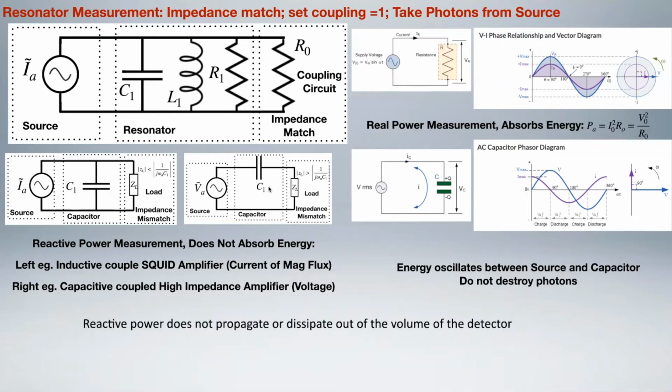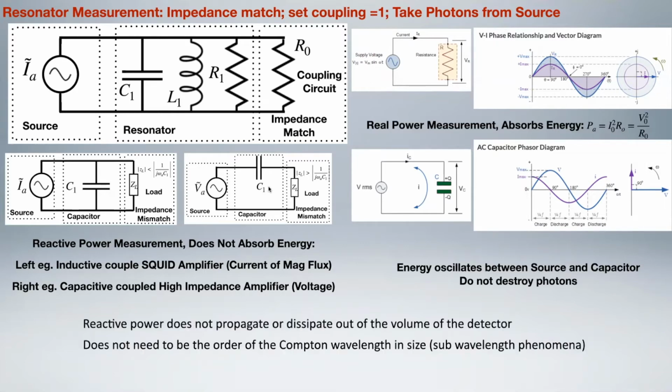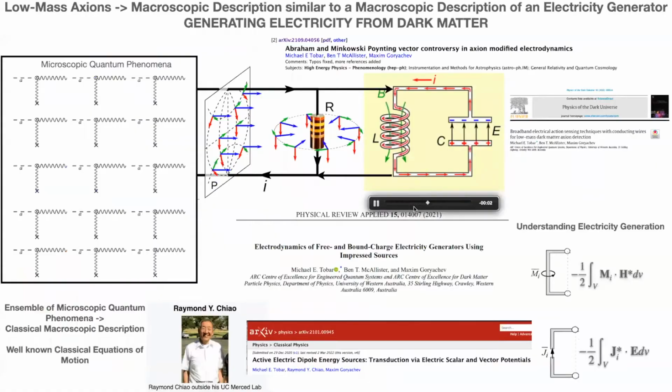Reactive power does not propagate or dissipate out of the volume. It does not need to be on the order of a Compton wavelength in size. It's a sub-wavelength phenomenon. So in this regime, we can look at it like generating electricity from dark matter. What you have is a bunch of microscopic quantum phenomena, and an emergent classical description in this regime.